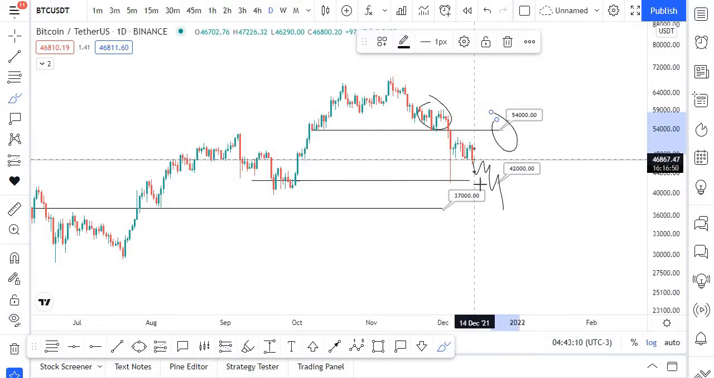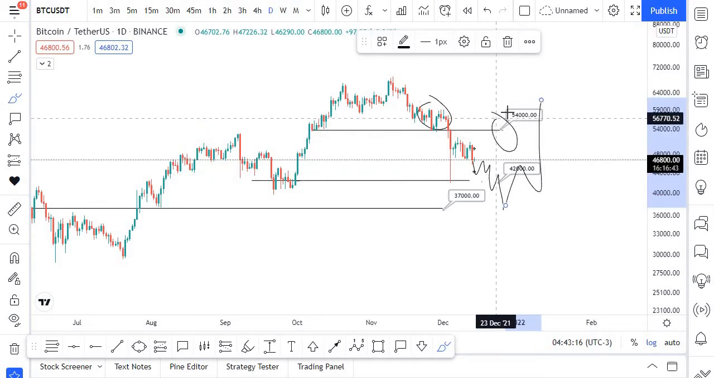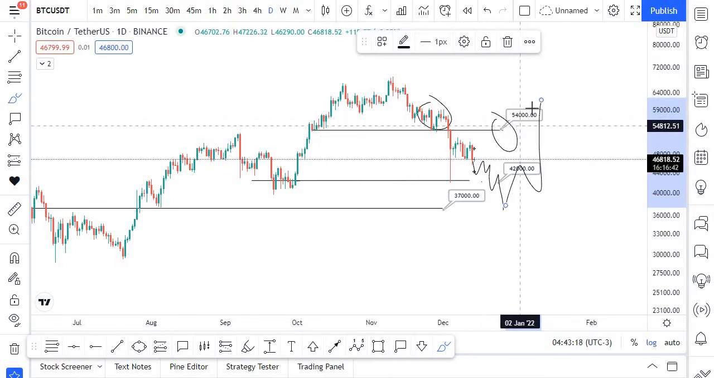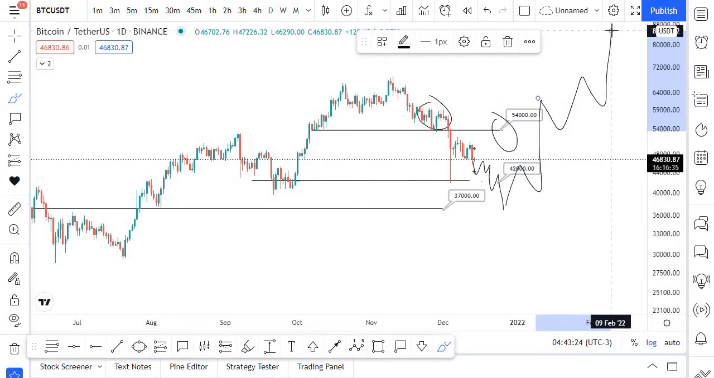So now if we push to the downside, potentially we might see a reaction which can lead to pushing up to tap into this 54,000 region, and tapping into that region is a good sign for the bulls, that we can potentially see more reaction to the upside.